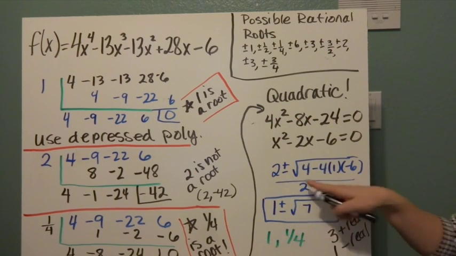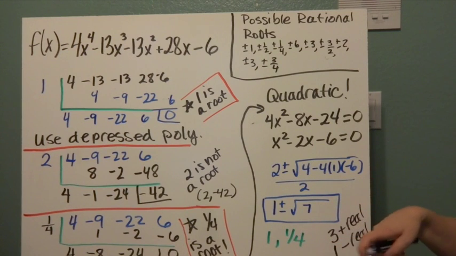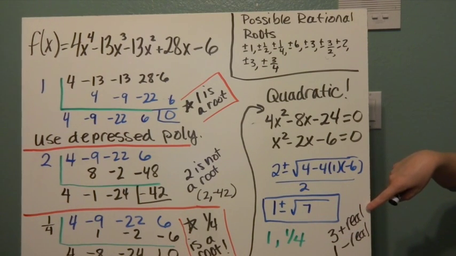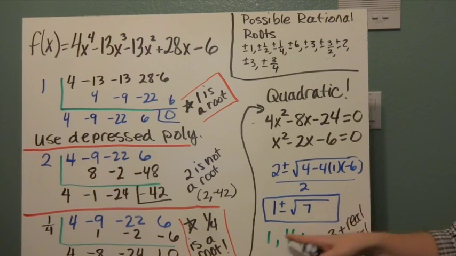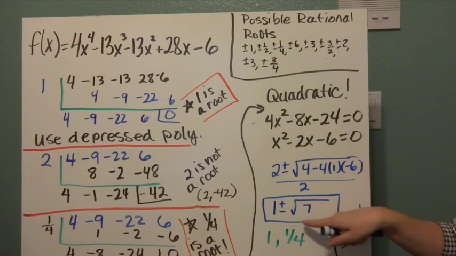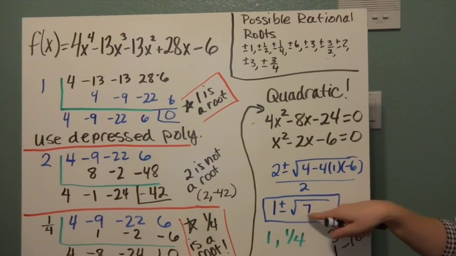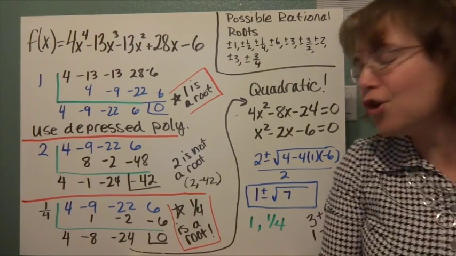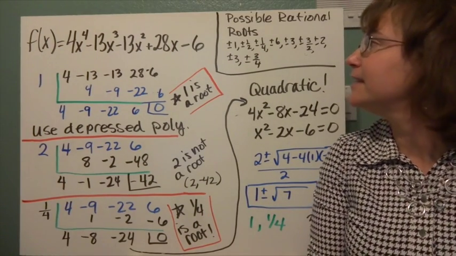So I have a total of 4 roots, and if you go back, you can see that's one of my possibilities. I have 3 positive real roots, 1 plus rad 7, 1 and 1/4, and I have 1 negative real root, 1 minus rad 7. This rad 7 is definitely bigger than 1, so that's going to be a negative number. So I have no imaginary roots in this case.